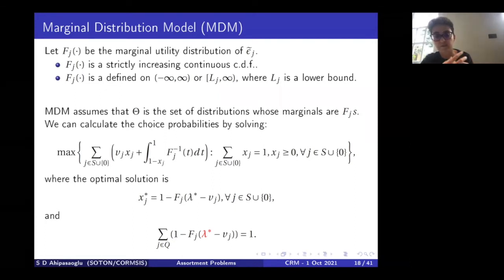This is a very nice problem because if we drop the non-negativity constraints, add the Lagrange multiplier lambda, and write down the first order conditions, then you get these two equations. And by bisecting on lambda, as I mentioned before, we can solve this problem numerically very efficiently. And this is what we are going to be exploiting.